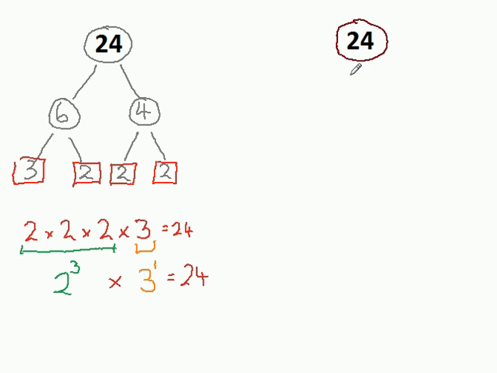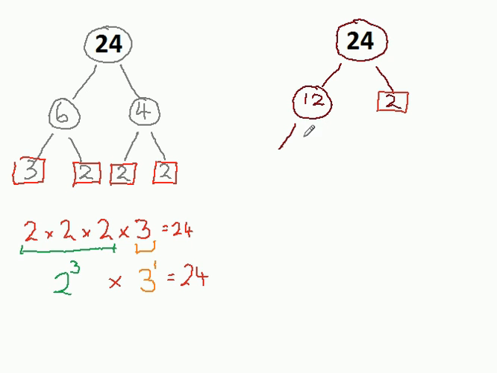Okay, so we know that 6 times 4 is 24, but we can also do 12 times 2 is 24. Now, the 12 is not a prime number, but 2 is, so we'll circle 12 and put a square around the 2. We'll leave the 2 alone and carry on with the 12.